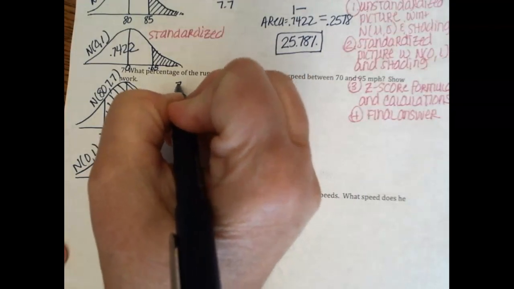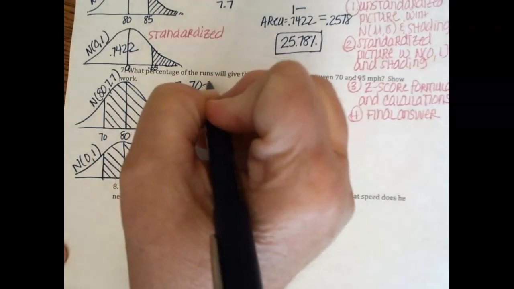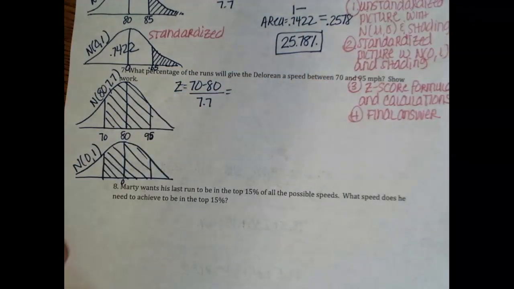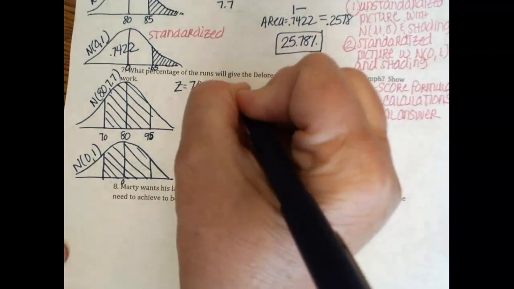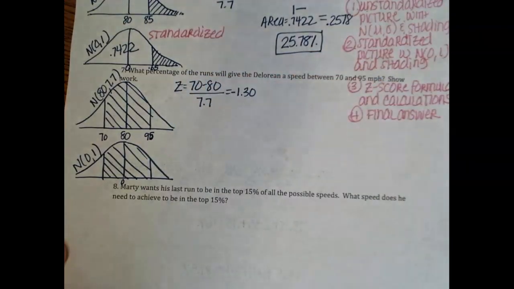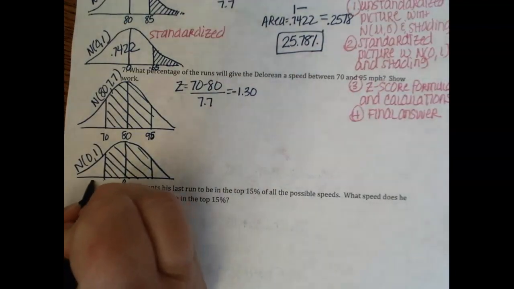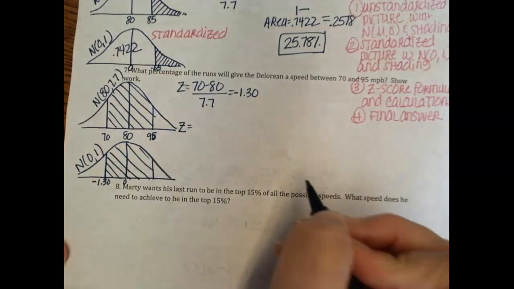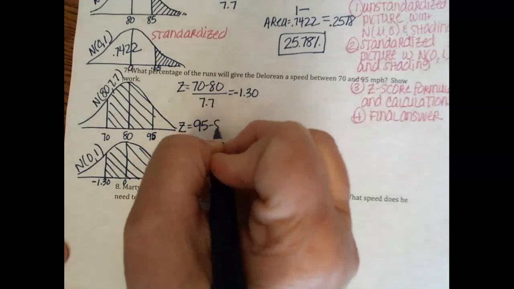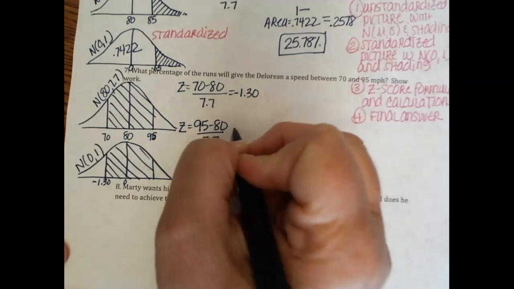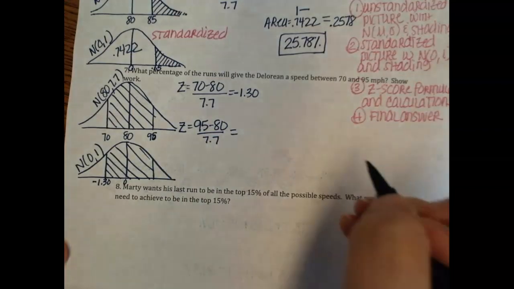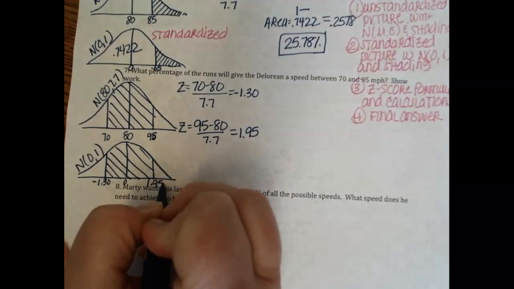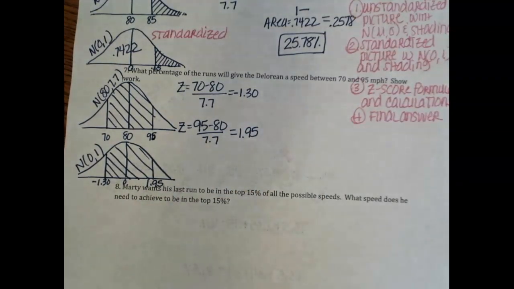So let's try that. So we have z-score equals 70 minus 80 divided by 7.7. And when I did that, I got negative 1.3. I'll stick a 0 on there, so I have 2 decimal places. So this left-hand score is negative 1.30. And for my other z-score, I had 95 minus 80 divided by 7.7. And I got a z-score of 1.95. So that is this z-score right here, almost 2 standard deviations above the mean.